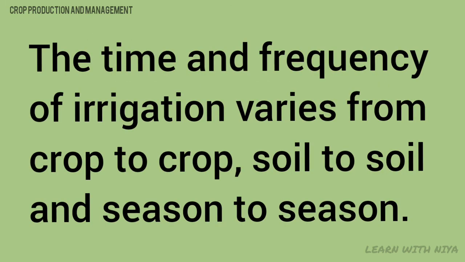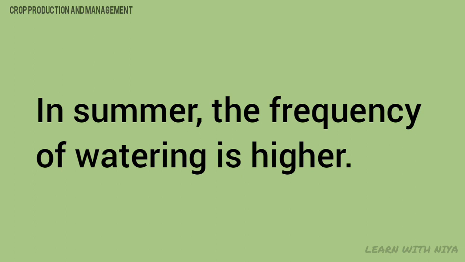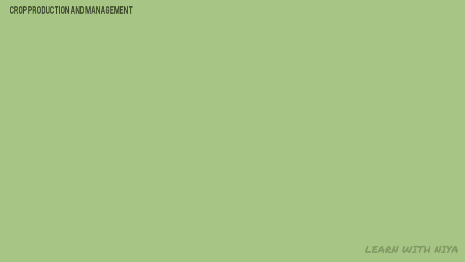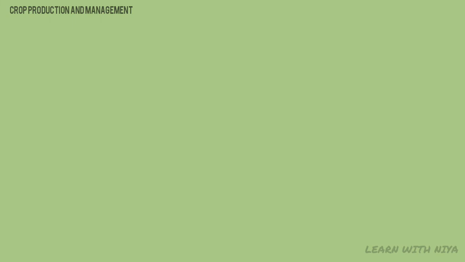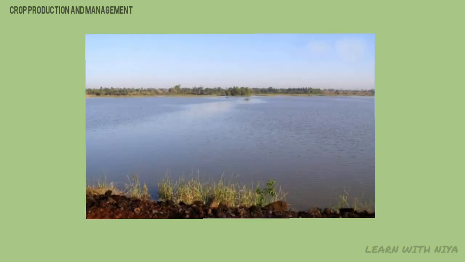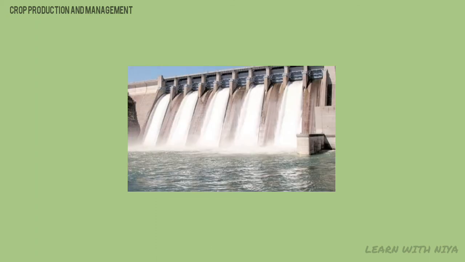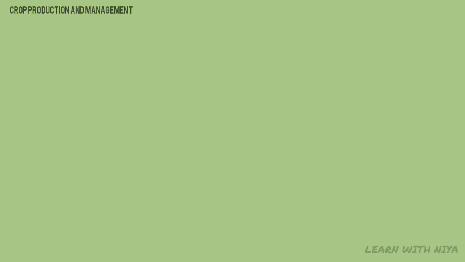The time and frequency of irrigation varies from crop to crop, soil to soil, and season to season. In summer, the frequency of watering is higher. Sources of irrigation. The sources of water for irrigation are wells, tube wells, ponds, lakes, rivers, dams, and canals.